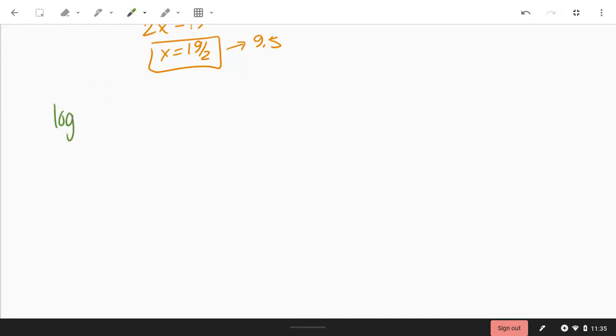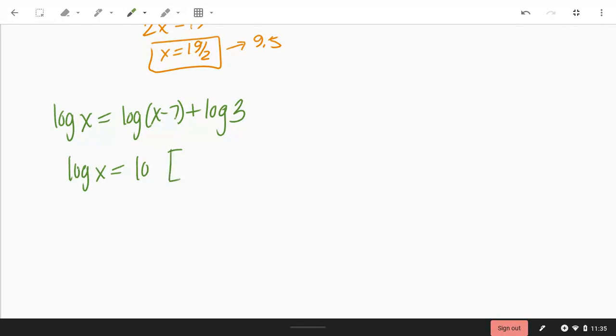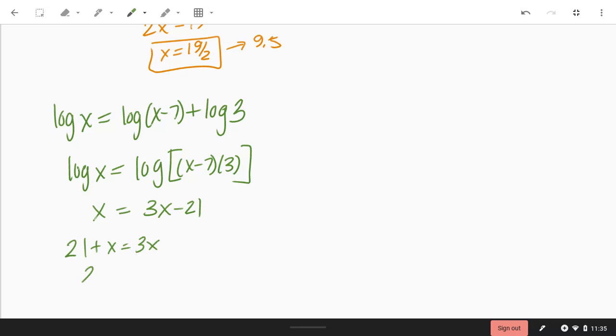Okay, this one is log x equals log x minus 7 plus log 3. Okay, so log x equals log x minus 7 times 3. So we can drop our logarithms. x would equal 3x minus 21. Okay, we want to solve for x, so I'm going to add 21 to both sides and subtract x. So 21 over 2 is x. Okay, and again, that is 10.5.